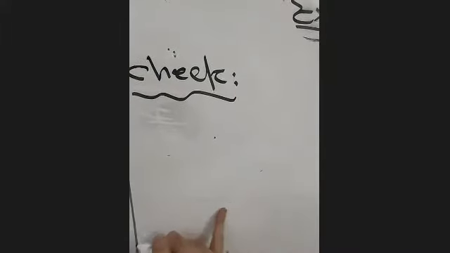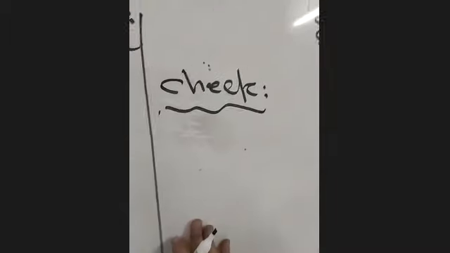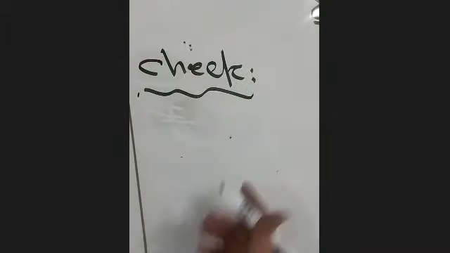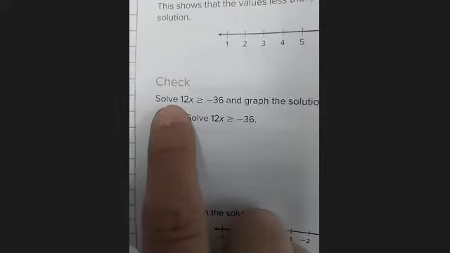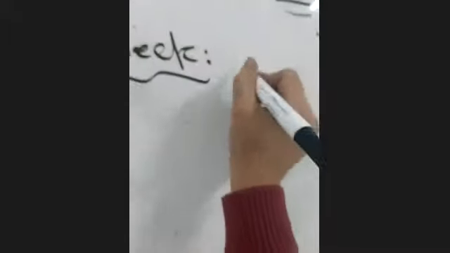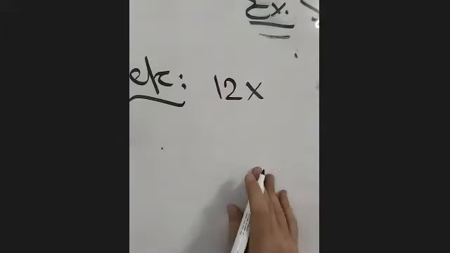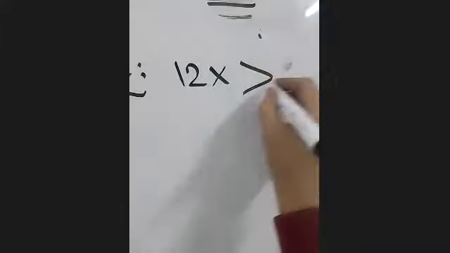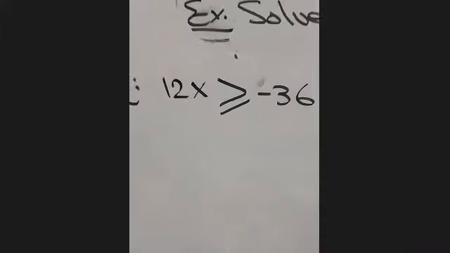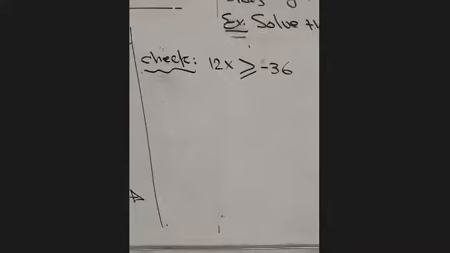Mr., check. Read the question. Read the question. Solve 12x more than or equal negative 36 and graph the solution set. This is the check. What's the matter if you rush it?